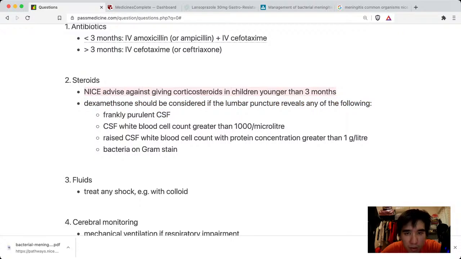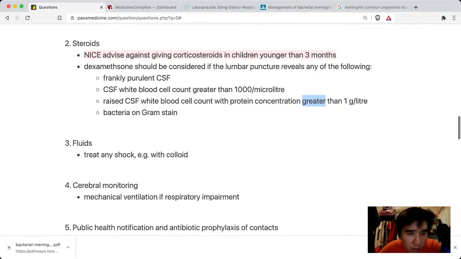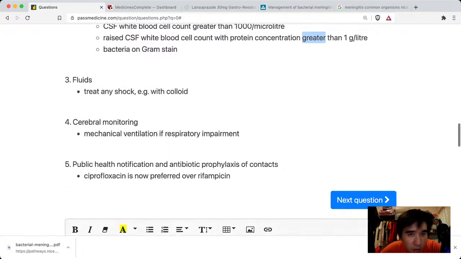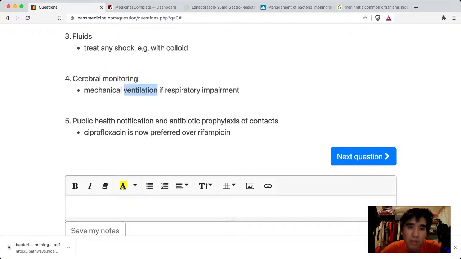Dexamethasone should be considered if lumbar puncture reveals any of the following: frankly purulent CSF with a white blood cell count greater than 1000 per microliter, or a raised CSF white blood cell count with protein concentration greater than 1 gram per liter, or bacteria on Gram stain. Treat shock with, for example, colloid. Usually you use crystalloids. Cerebral monitoring, mechanical ventilation if respiratory impairment.